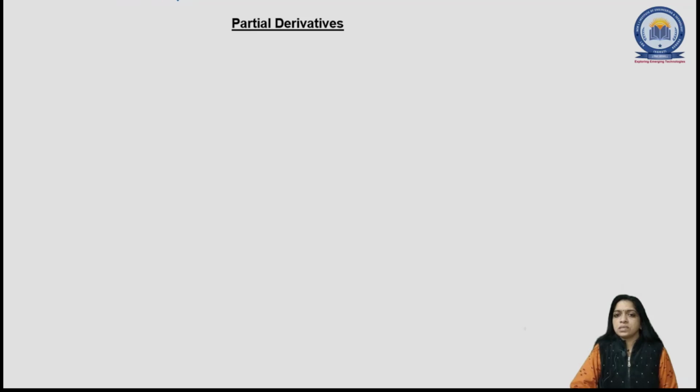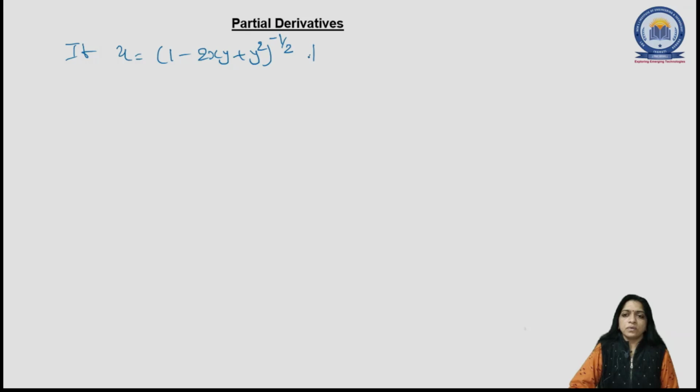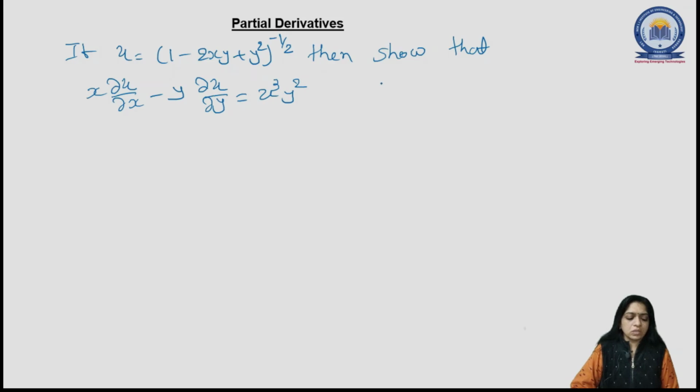Our given question is, if u equal to (1 minus 2xy plus y square) raised to minus 1/2, then show that x del u by del x minus y del u by del y is equal to u cube y square. Okay, so let's start the solution.